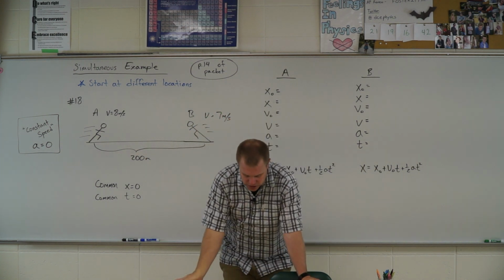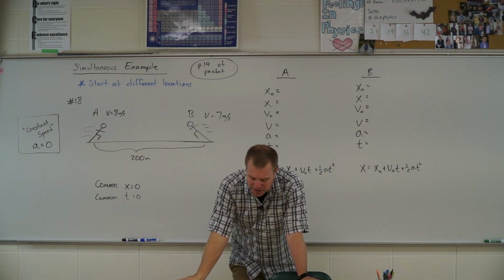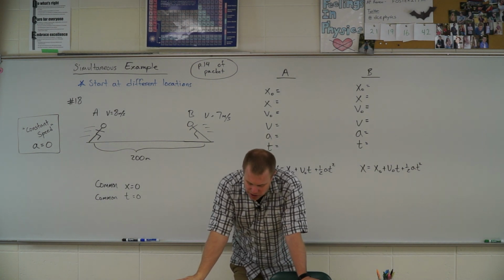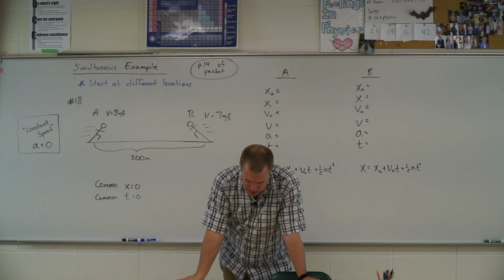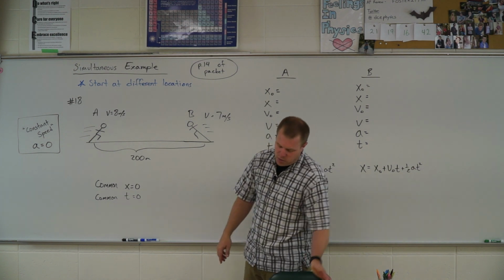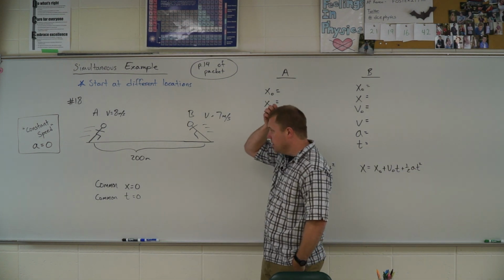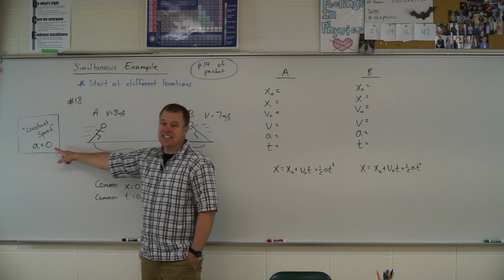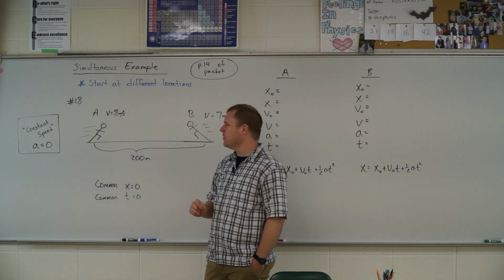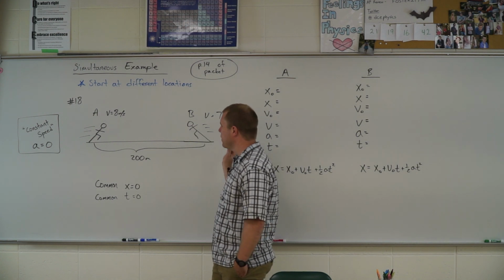So let's read this question quick. Two runners start simultaneously, meaning at the same time, at opposite ends of a 200-meter track and run toward each other. Runner A runs at a steady 8 meters per second. Runner B runs at a constant 7 meters per second. When and where will these runners meet? All right, so constant speed. Constant speed tells me my acceleration is 0 for both of my runners.